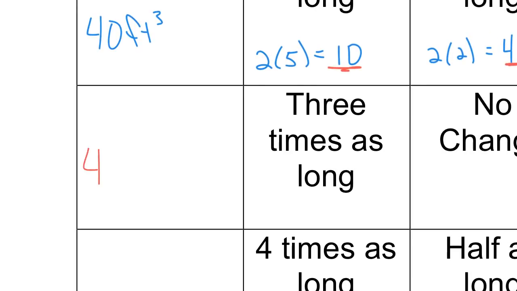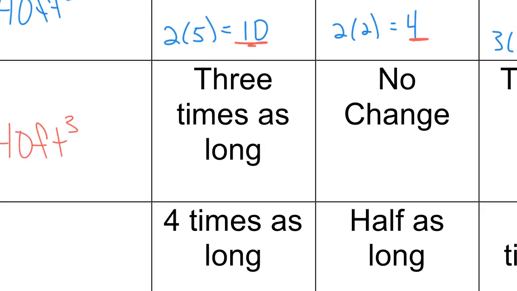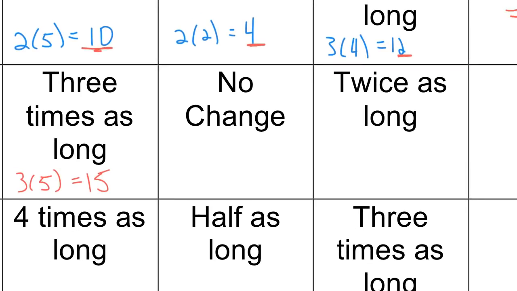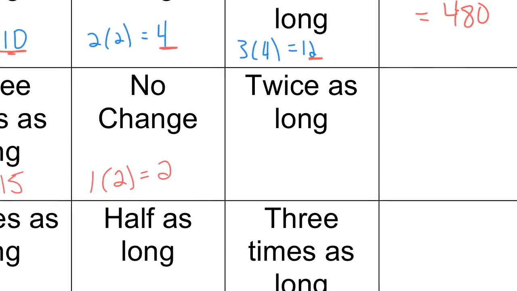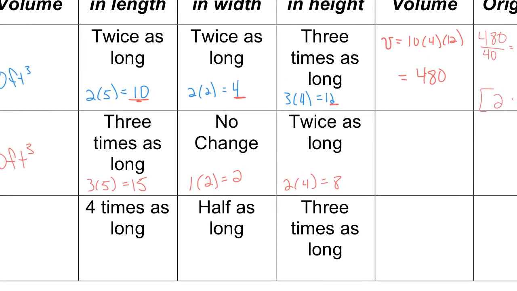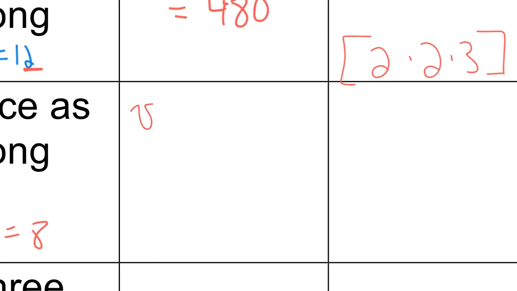We still started with 40 feet cubed, but this time we're going to change the length to be 3 times as long. So I'm going to have 3 times 5. So my new length is 15. On my width, there's no change. Well, no change would be the same as multiplying by 1. So I still have 2 for my width. And then twice as long on the height, so that'll be 2 times 4 this time, which is 8. So I have my new length, width, and height. I'm going to find my new volume with them. So volume equals 15 times 2 times 8, which I got to equal 240.